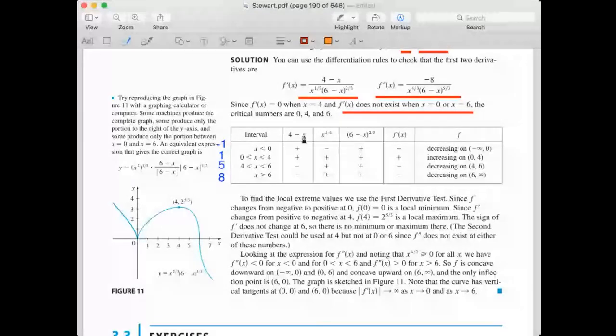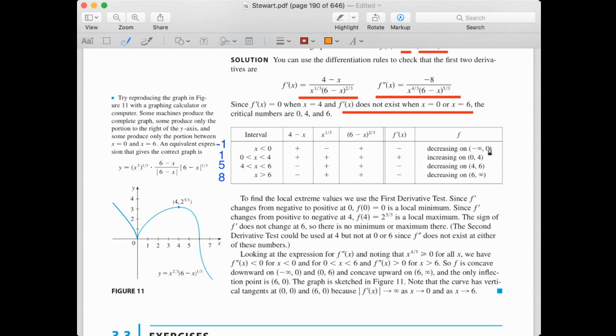4 minus negative 1 will be positive. Negative 1 raised to 1/3 is negative. Here, 6 minus negative 1, 6 becomes 7, positive. All we have to evaluate is positive or negative. We don't need to get an exact number. So the conclusion is this: f decreases in this interval, then increases.